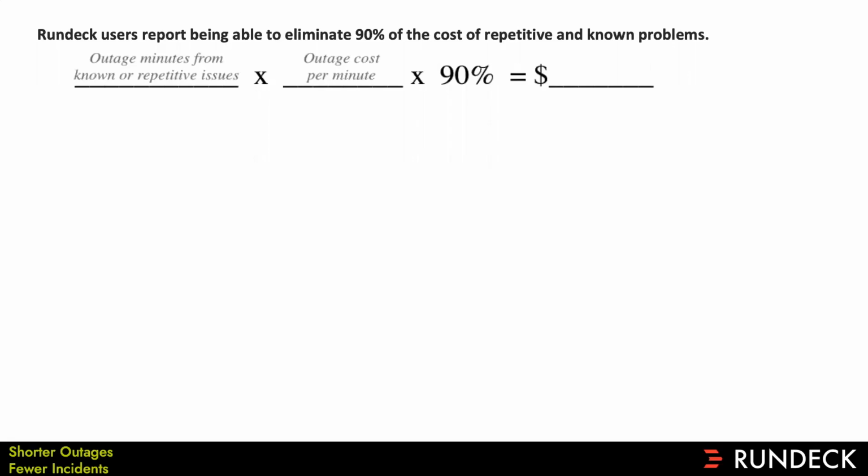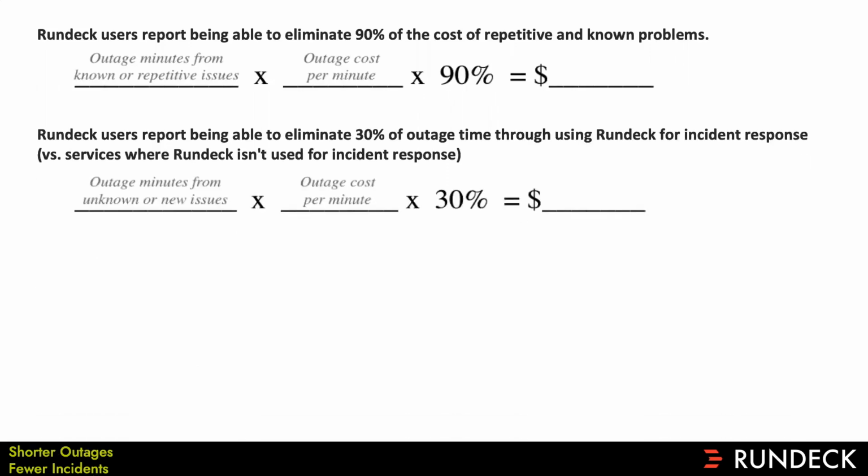So mistakes, unintended consequences. We've got customers telling us they're able to eliminate 90% of the cost of repetitive and known problems by democratizing both skills and access inside of the organization. We're also being told by Rundeck users, and they're measuring this, that they eliminate 30% of outage time by running those incidents through Rundeck for incident response versus when it wasn't before. And these are numbers you can put right into your organization.